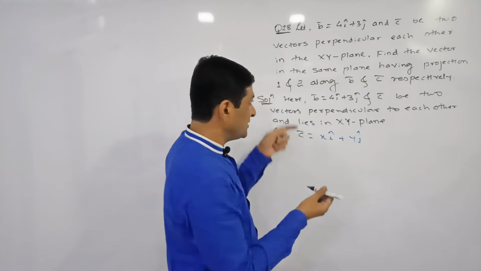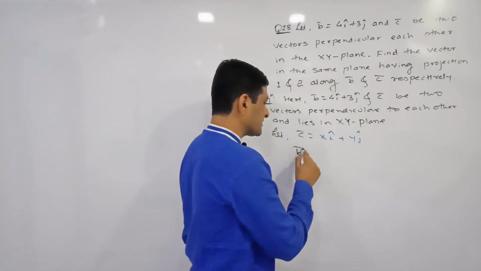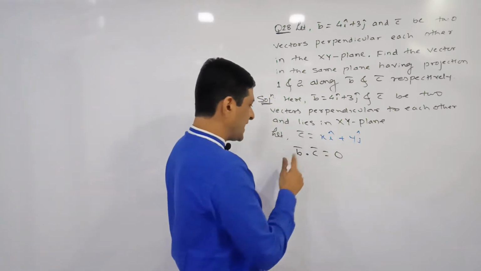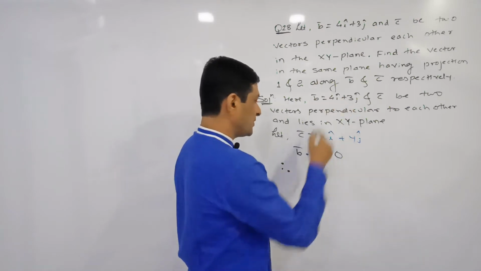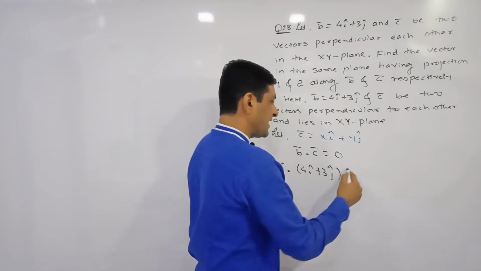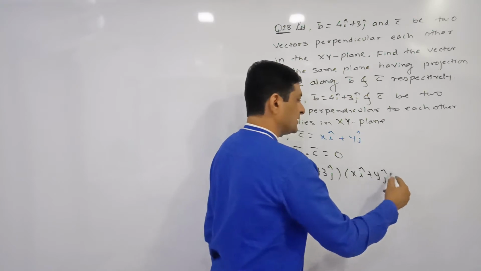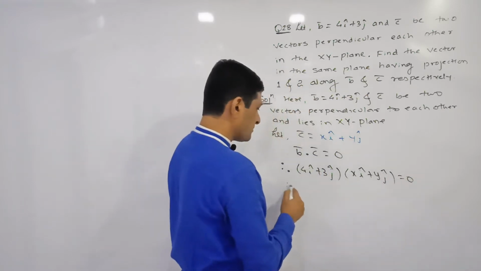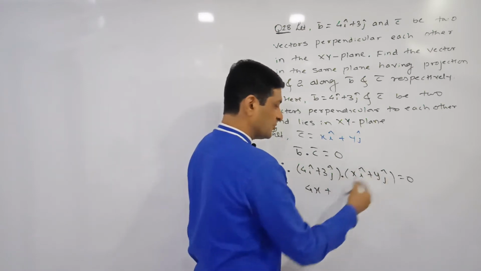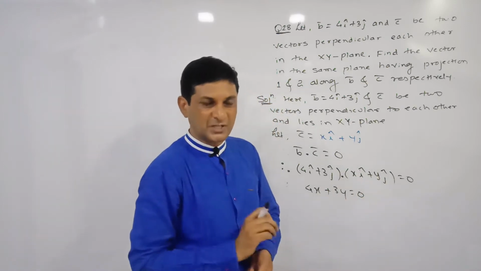What is the given condition here? That B bar and C bar are perpendicular to each other, and we know that if two vectors are perpendicular, their dot product will be equal to 0. Now substitute the value of B bar, which is 4i cap plus 3j cap, and C bar according to our supposition is xi cap plus yj cap. On this side 0, keep it as it is. Take the dot product: 4 into x is 4x plus 3 into y is 3y. By taking the dot product of these two vectors, we have got one equation in terms of x and y.